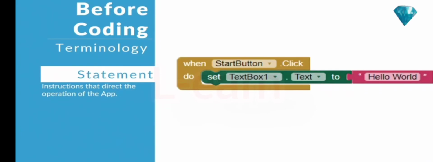It sets the dice roll text to a random integer between 1 and 6, or it says hello world based on what we've just seen. So each block on App Inventor can be thought of as an individual statement, because these are individual instructions that tell the app or the system what to do.